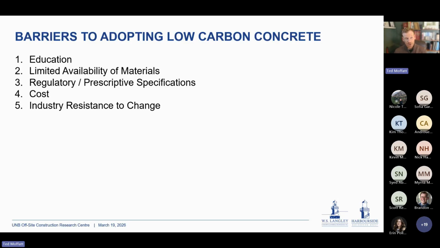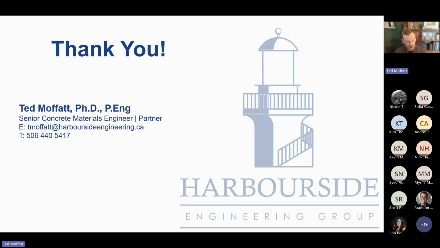Specifications is one major barrier. Unfortunately, we still see a lot of prescriptive-based specs, costs I mentioned, and then industry resistance to change. Certainly we are a fairly conservative industry by nature. Perhaps what has worked before should continue to work, so why change anything? That might be a fifth reason why we're perhaps not seeing more low carbon concrete. So with that, I'd like to thank you all very much.